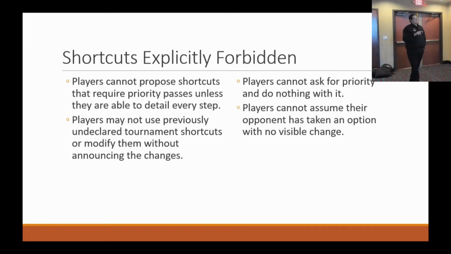Lastly, this one is also new. Players cannot assume their opponent has taken an option with no visible change. Who knows exactly what this was written for? Path to Exile. Path to Exile says, exile target creature. Its controller may search their library for a basic land card, put that card on the battlefield tapped, shuffle their library. I can't just assume that you didn't look. I can't just assume that you're not going to get a land. I have to explicitly ask for that.